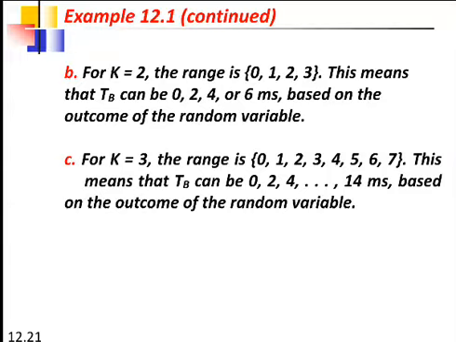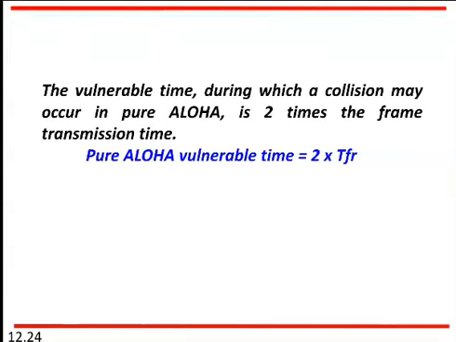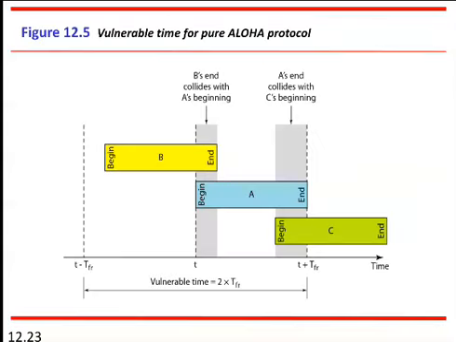Next is about the vulnerable time. Vulnerable time is the time during which there is a possibility of collision, and it is always 2 times the frame transmission time for pure ALOHA. That means during the 2 times the frame transmission time, only 1 frame should be sent so that there will not be collision.